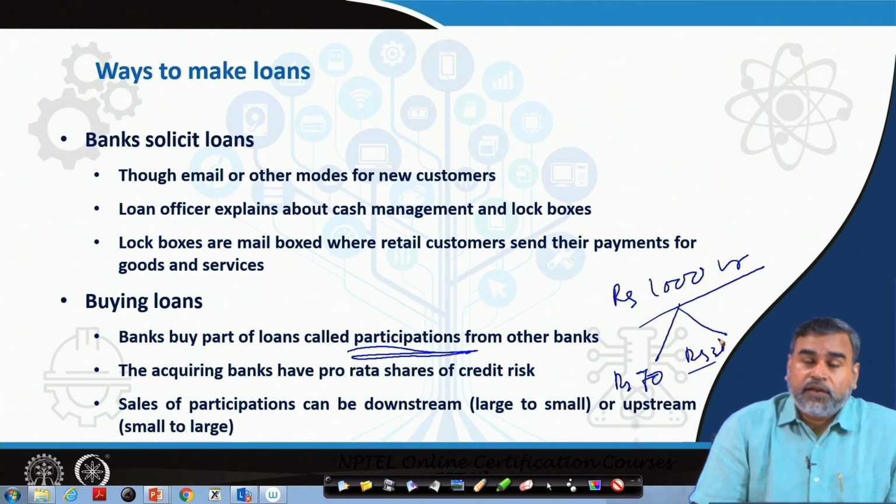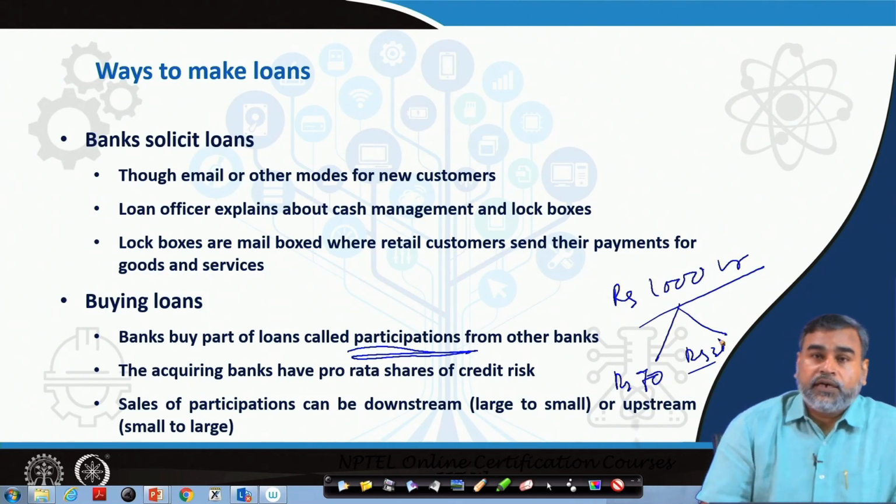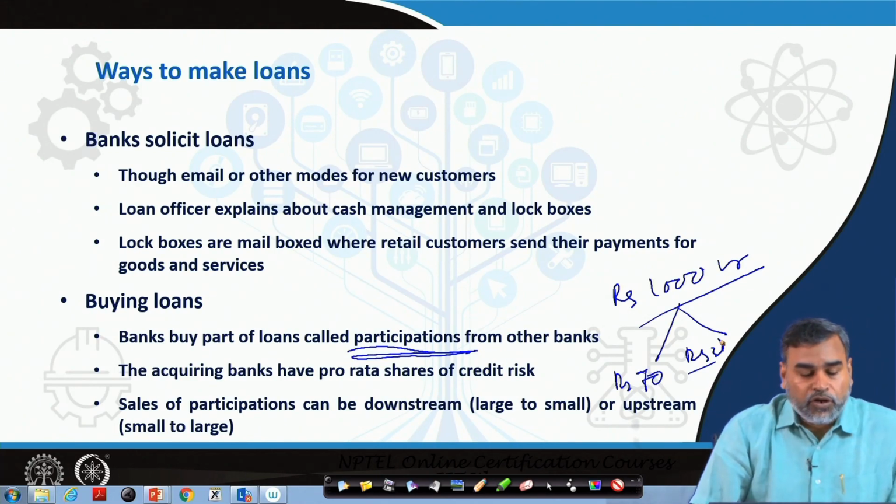The sale of the participation can be downstream, for example, from large to small. A large bank has given a loan of 1000 crore and has shared that loan with another small bank, then we call it downstream. In another case, there can be upstream also, where a small bank has disbursed a loan which is beyond its capacity, and after it realizes that this much loan is not in its cup of tea, it can share that loan with a large bank.